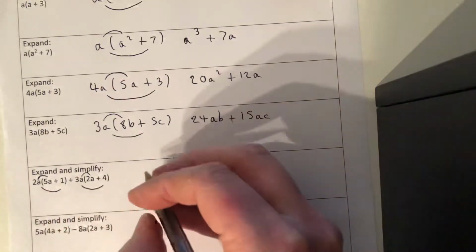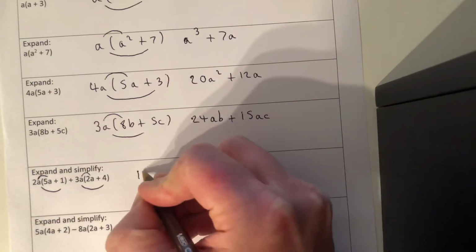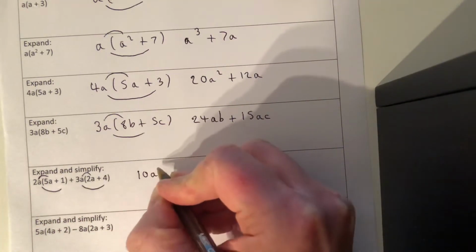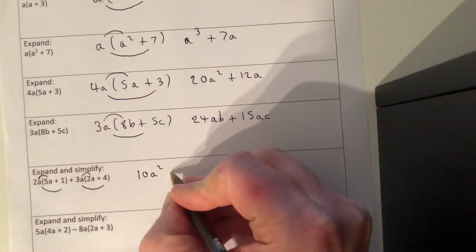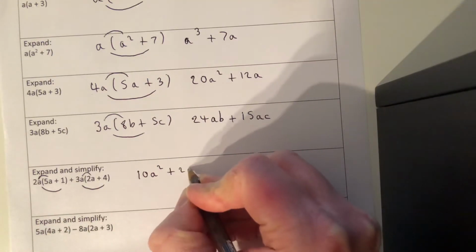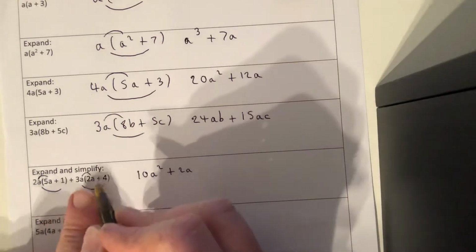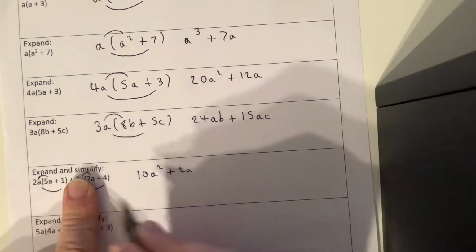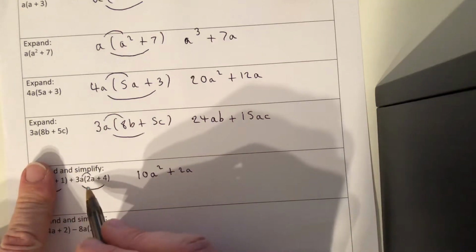So 2a times 5a will give me 2 5s are 10. A times a is a squared. 2a times 1 is just 2a, anything times 1 stays the same. And then that's the first part of it done, expanded. Now we'll move on to the second.